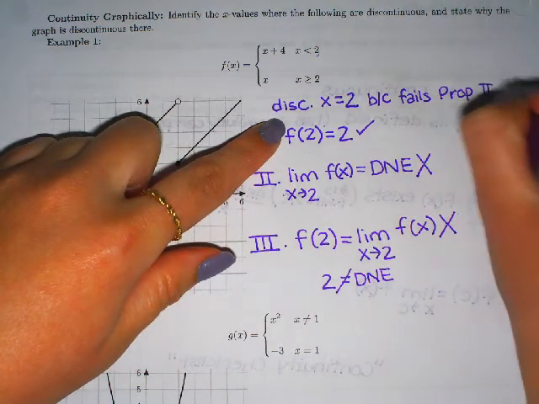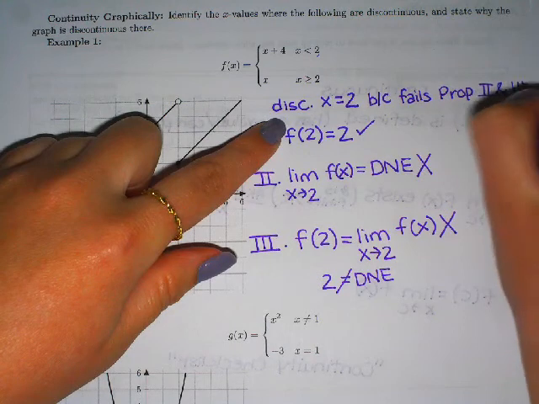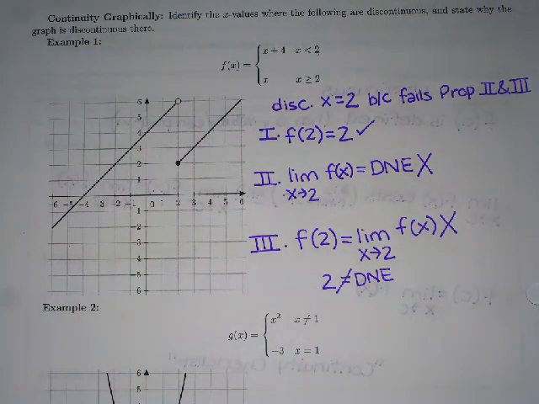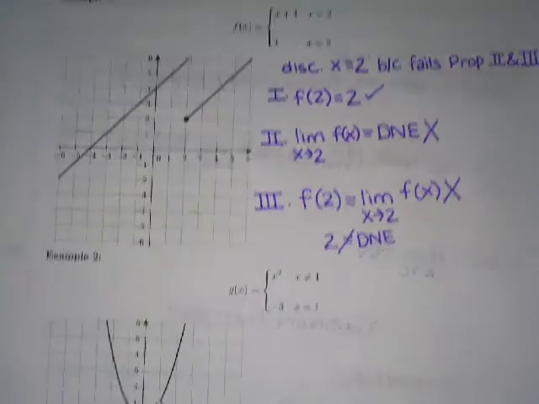So it's discontinuous at x equals 2, and we would say because it fails properties 2 and 3. Has to fail at least one in order to be discontinuous. This one failed 2.